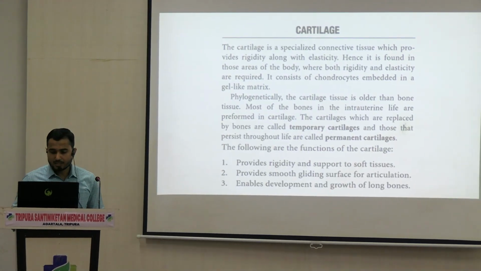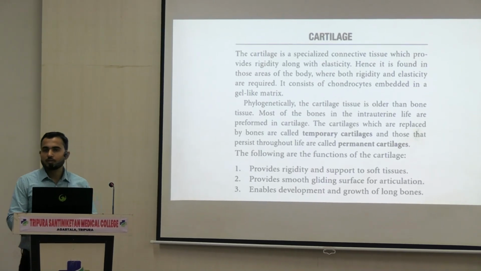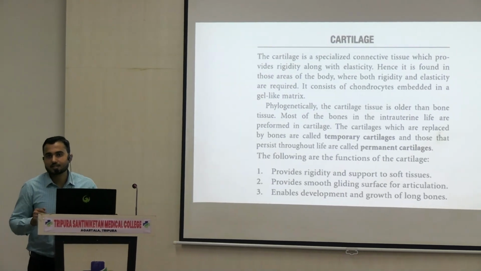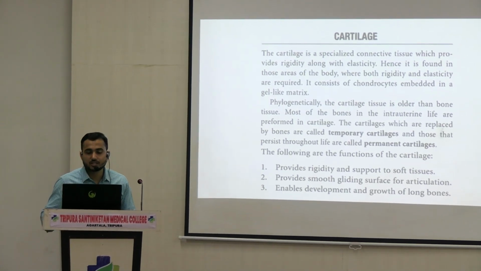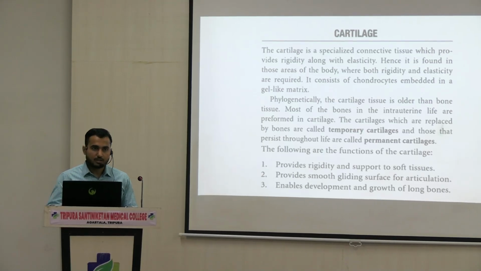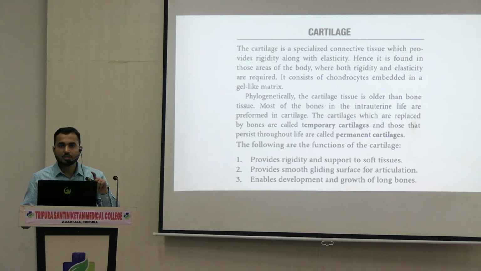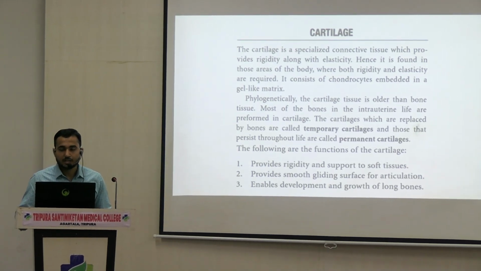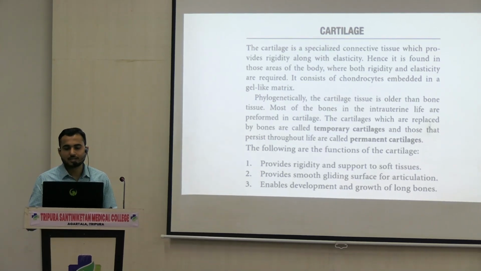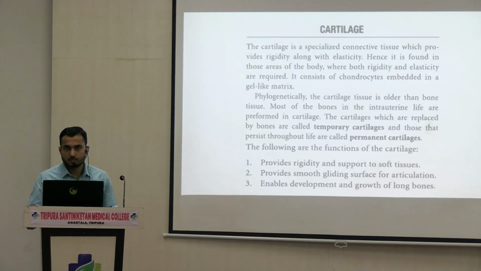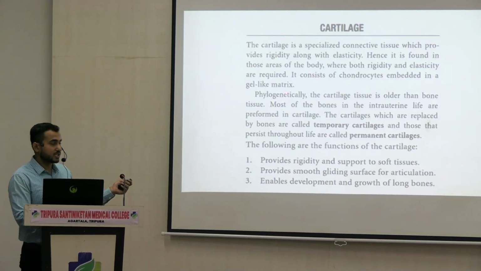So what exactly is the cartilage, anyone? See, cartilage, as I said, is a specialized connective tissue. It provides rigidity, and along with that, it provides elasticity also. That is one of the important properties of the cartilage. Because of that, it is present in such areas of our body where this rigidity and elasticity are required. In the cartilage, we get chondrocytes which are embedded in a gel-like matrix.